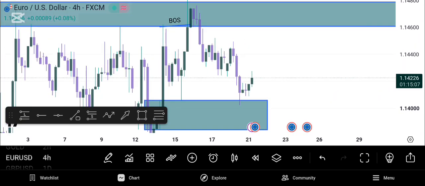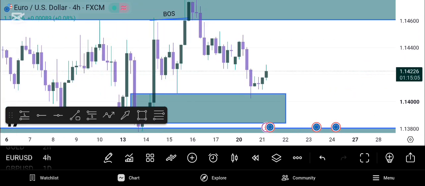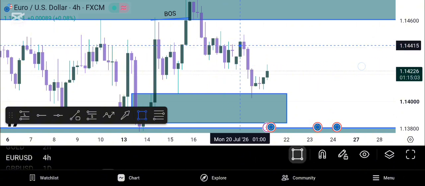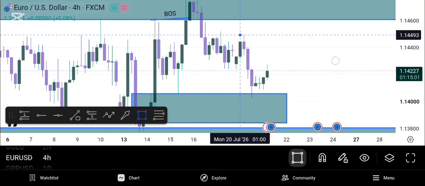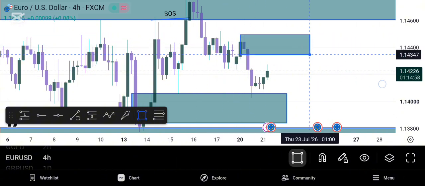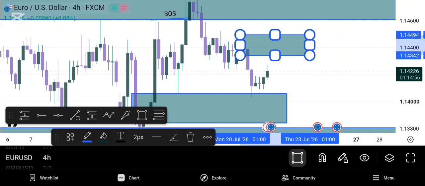Where is price really going to? I can look at this to be where price is going to, right? This is where price is going to.